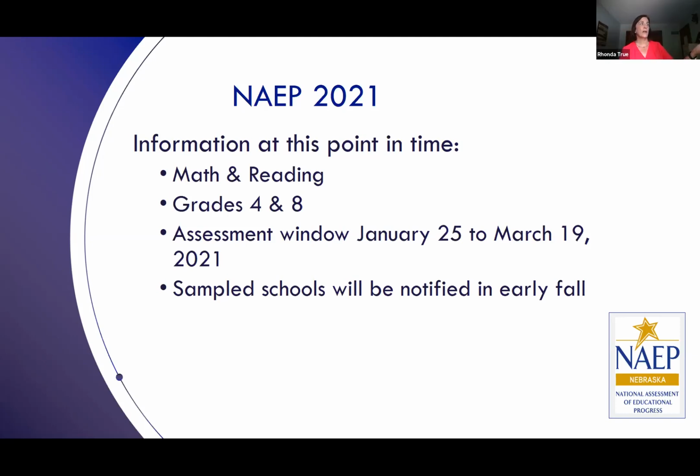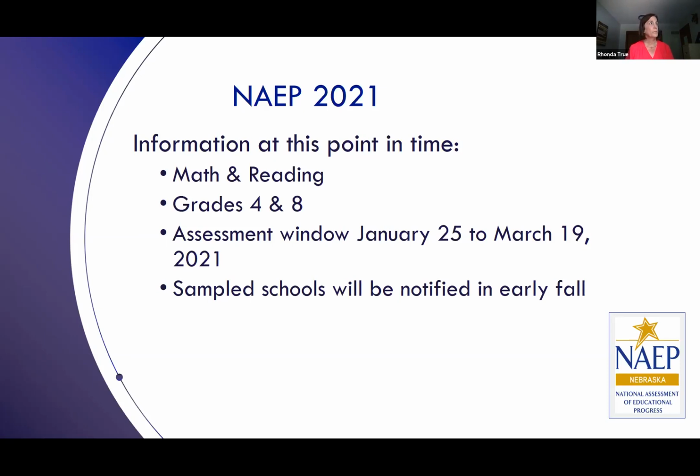Right. So this slide just says, kind of what Jeremy was reiterating, that at this point in time, math and reading grades 4 and 8 is what sampled schools would be taking, and I would be notifying you in early fall. They have extended the NAEP assessment window by 2 weeks currently, just thinking due to results of COVID. Some determinations on whether this is truly going to happen are going to be made the end of this month. But as of right now, we're moving forward as it is happening.